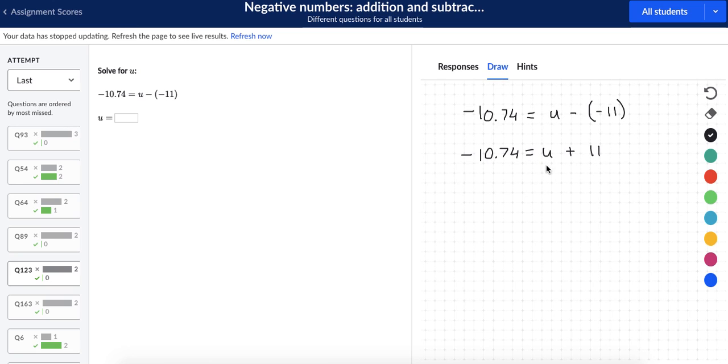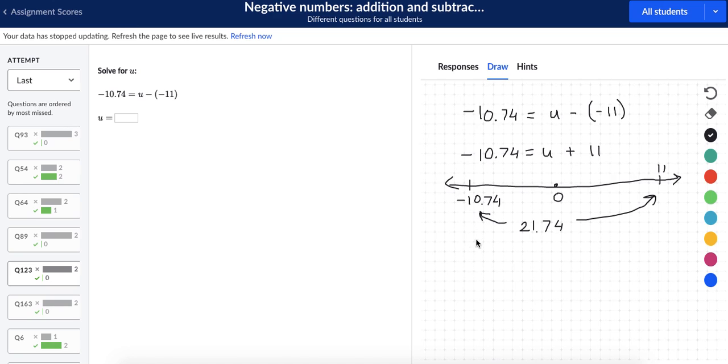Once again, we could absolutely write a number line like we did before, and we could say, well, okay, I'm starting up here at 11. I've got to go through 0. There's 0 right there, and I've got to get all the way down to negative 10.74. You can see the distance is great. You add them together. This is just going to be 21.74, because that's the distance between 11 and negative 10.74.